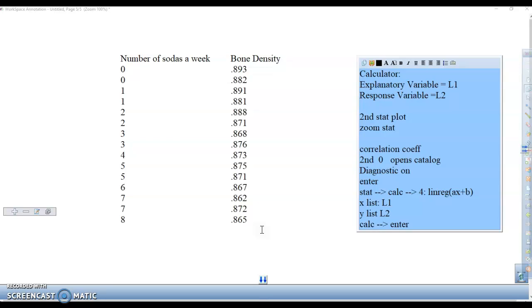Then you're going to go to stat, go over to calculate, go down to number 4, which is the linear regression, AX plus B. Click that. Your X list should be L1. Your Y list should be L2. You're going to hit calculate and enter. It'll give you an A value and a B value, which we will deal with in 4.2. You're interested in the R value. If you did not turn your diagnostic on, you will only get the A and B and not the R value. So make sure you turn on the diagnostic so that you can see your correlation coefficient. And that's all that chapter 4.1 is.